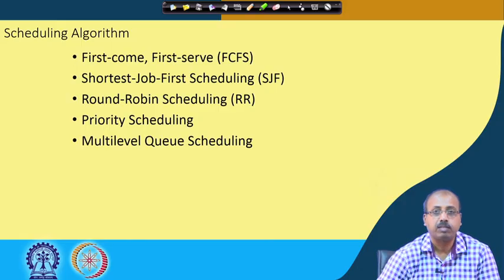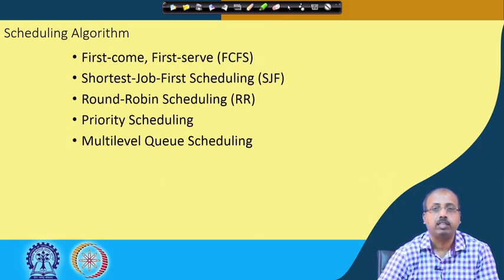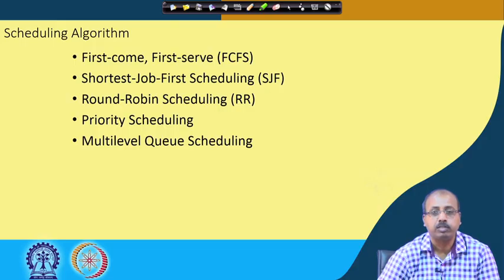So, first come first serve happens to be a good policy that way. The second one is shortest job first scheduling, or SJF scheduling. It says that if there are a number of jobs in the ready queue, you pick up the job which is of shortest duration.